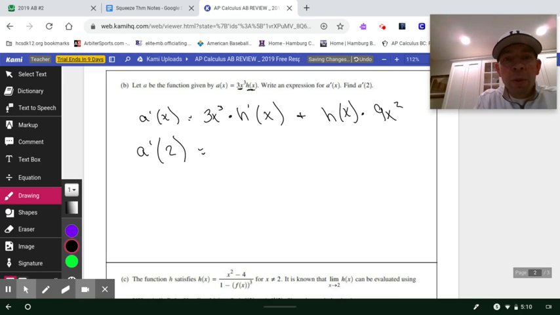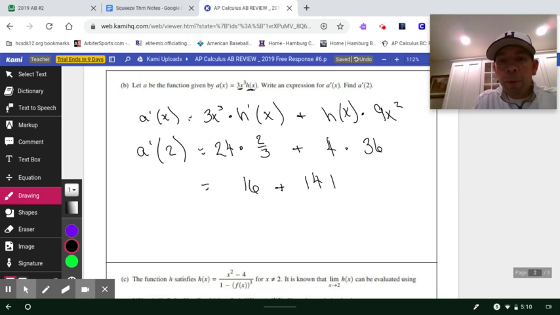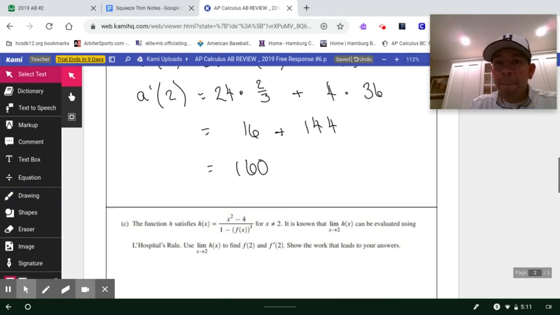So substituting a 2 is going to make 24 times, now, h prime of 2 is what we just found to be 2/3. Okay. Now, h of 2 is also given to us, and that was 4. And then I believe this is going to be 36. So just cleaning this up a little bit, we're going to get 16 plus 144, which turns out to be 160. So the good news is, you've got 4 points total out of 9 already, which is nice. I think part A was worth 1 and part B was worth 3 in the College Board rubric. So that gives us a good foundation to work off of. And let's go see how many more points we can get.